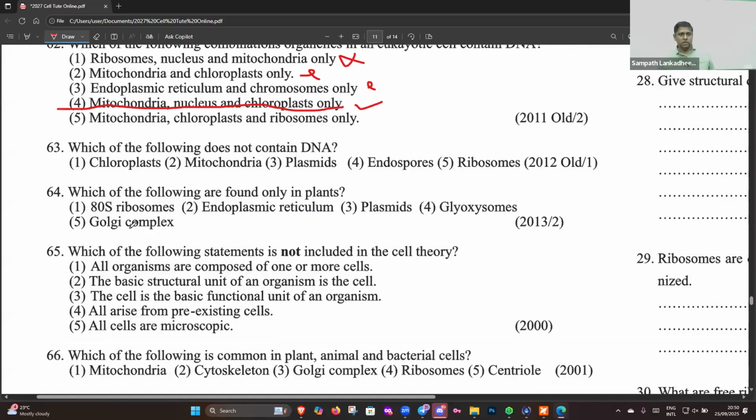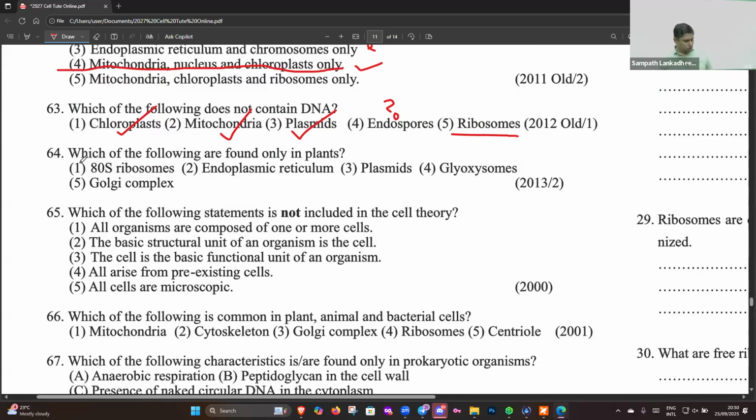Question number 63. Which of the following does not contain DNA? Chloroplast, mitochondria, plasmid. What's plasmid? Small circular DNA in bacteria. Correct. Endospores present in bacteria contain DNA. Ribosome contains RNA. So the answer must be ribosome, but you haven't learned about endospores yet. You're going to learn it later. So the fifth choice is the answer.